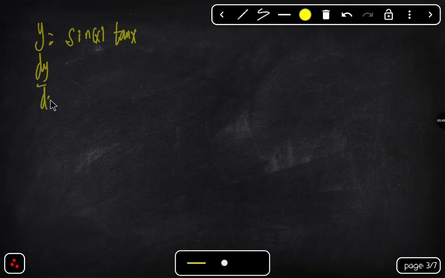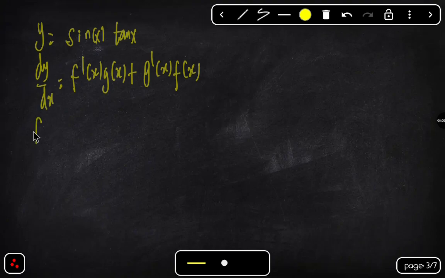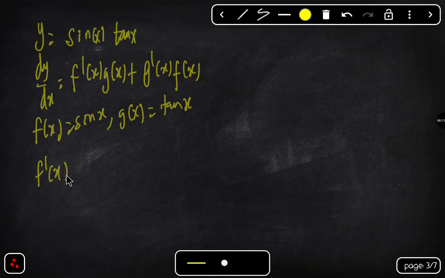So we say dy over dx is equal to f prime of x multiplied by g of x, plus g prime of x multiplied by f of x. So what is your f of x? My f of x here is sine x, and my g of x here is tan x. So f prime of x, if you differentiate sine x, don't forget you're going to have cos x. Then if you differentiate tan x, you're going to have sec square x.